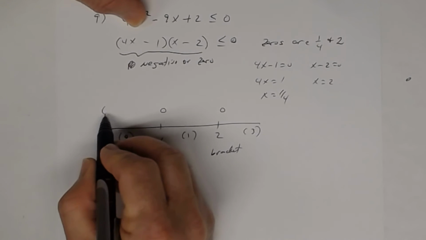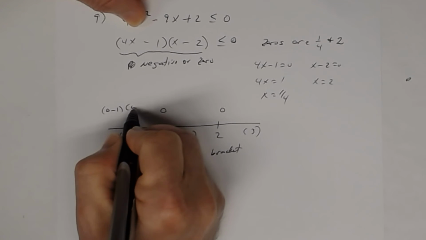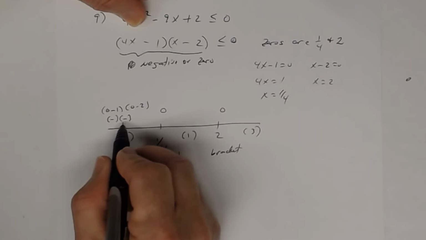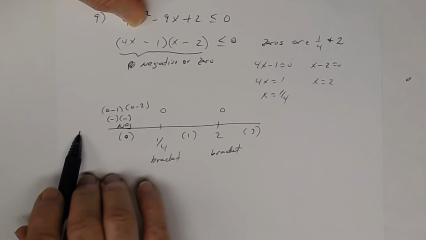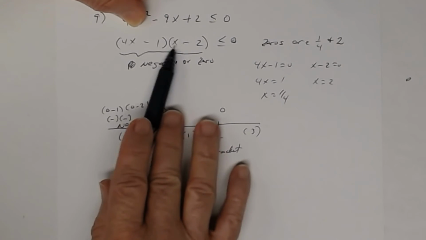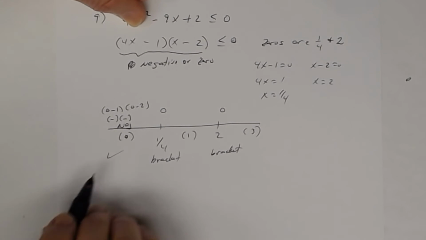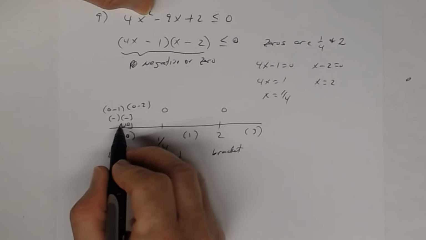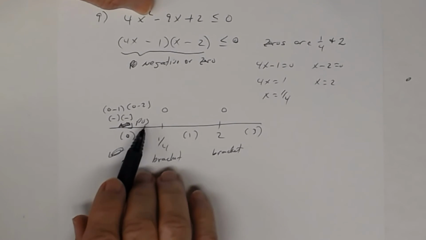So if x is 0, 4 times 0 is 0. So I get 0 minus 1 times 0 minus 2. Well, 0 minus 1 is negative. 0 minus 2 is negative. A negative times a negative is a negative. Is that something you want? The answer is yes. So no matter what test point I use here, when I substitute into the inequality, this product will always be negative. So that's going to be a solution. This interval will be a solution. Okay? Oops, sorry. A negative times a negative is a what? Positive, I'm so sorry. So that's not one I want. A negative times a negative is a positive.